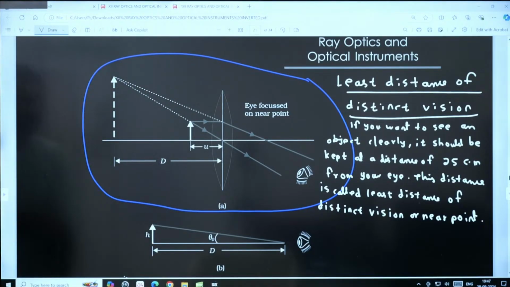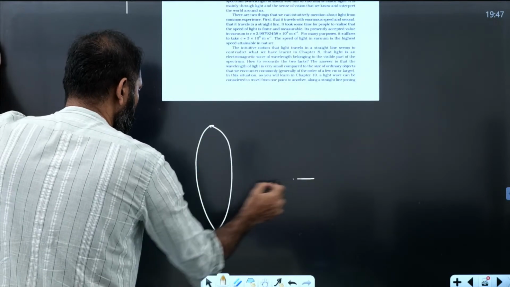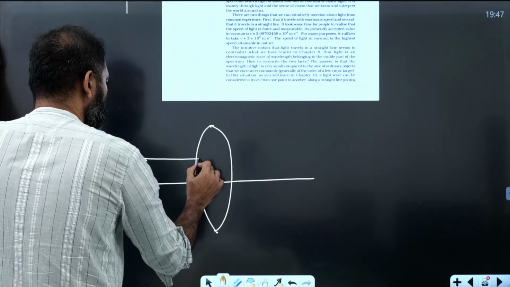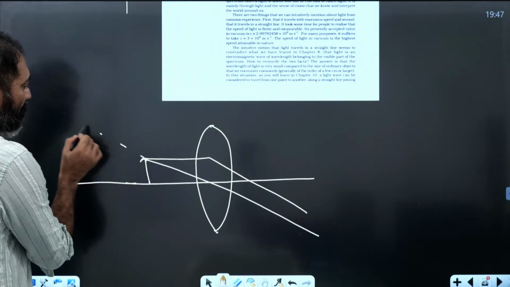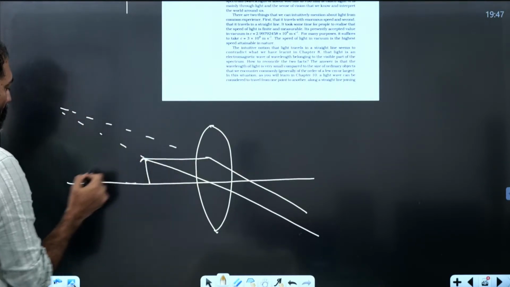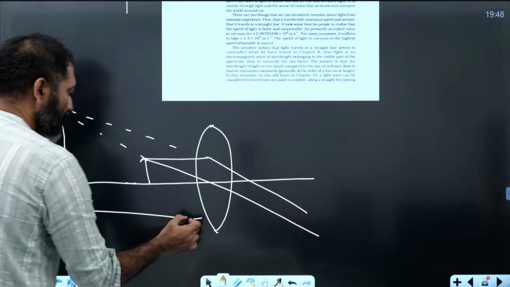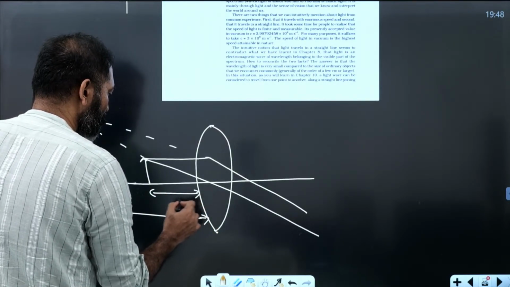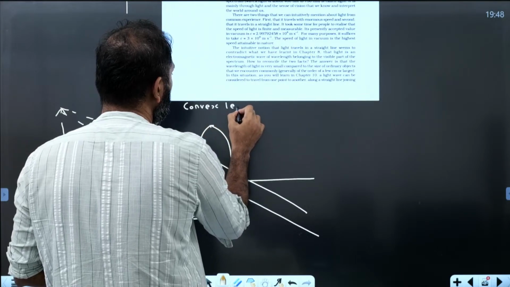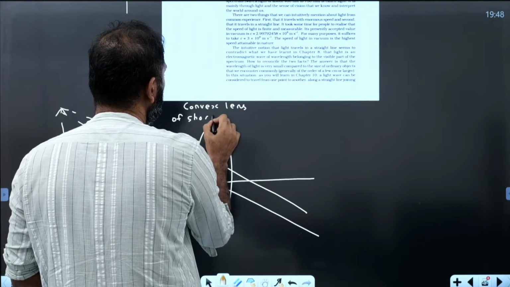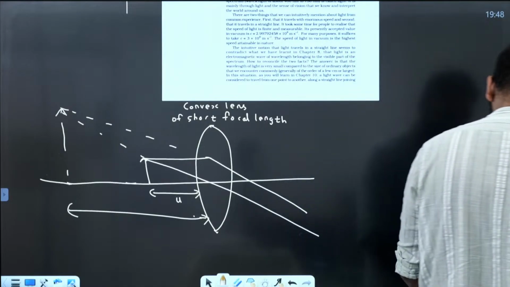This is the figure of the lens. Now this is the object. If you project this light ray backward, then you will get the image. This is the image distance V. This is the object distance U. Now, what is this lens? For a simple microscope, we are using a convex lens of short focal length.